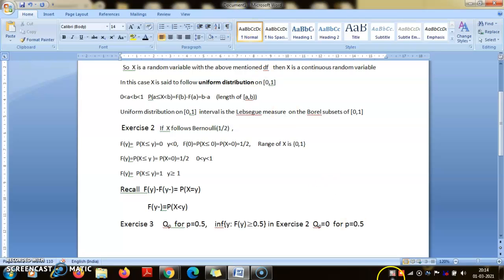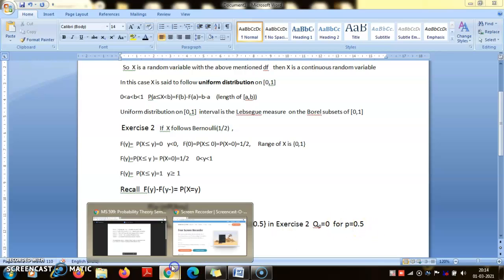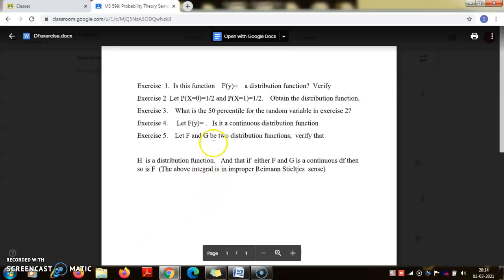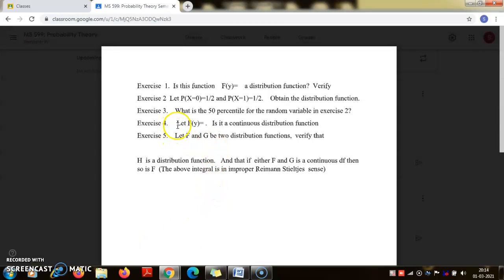Okay, so can you tell me now what will be Q_0.75? If I make p equal to 0.75, then what will happen? This is slightly trickier. I am leaving it for you. And now I go to exercise 4.